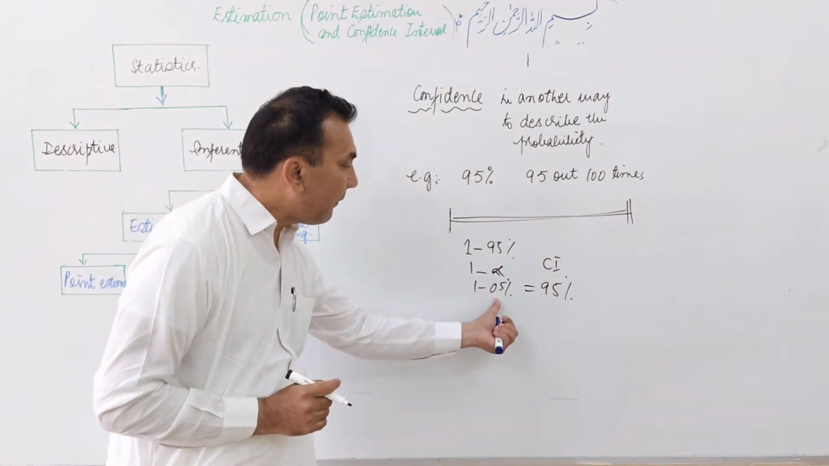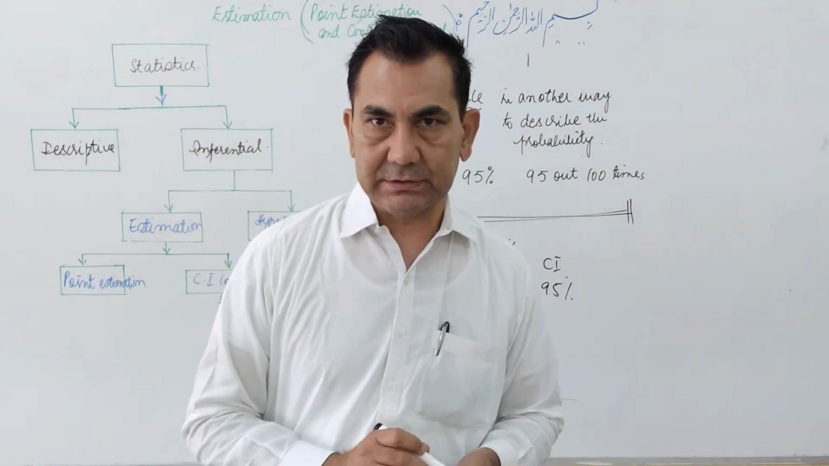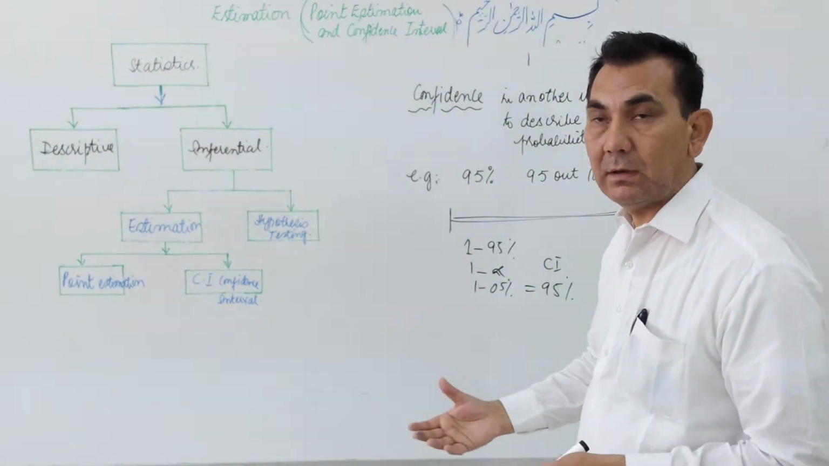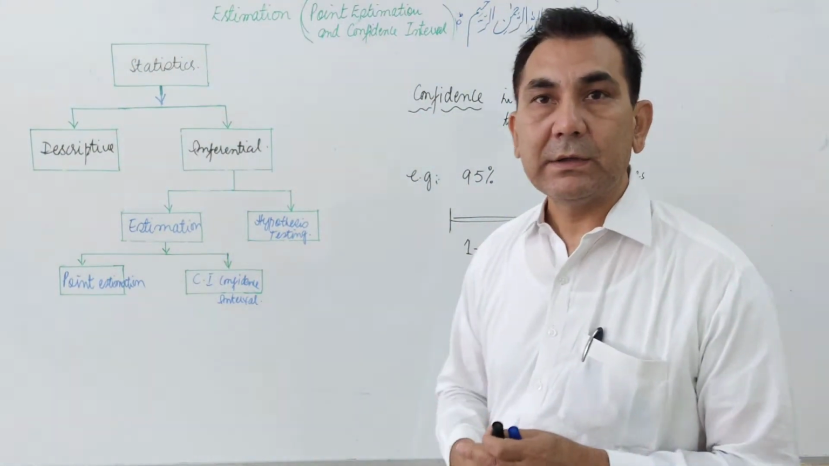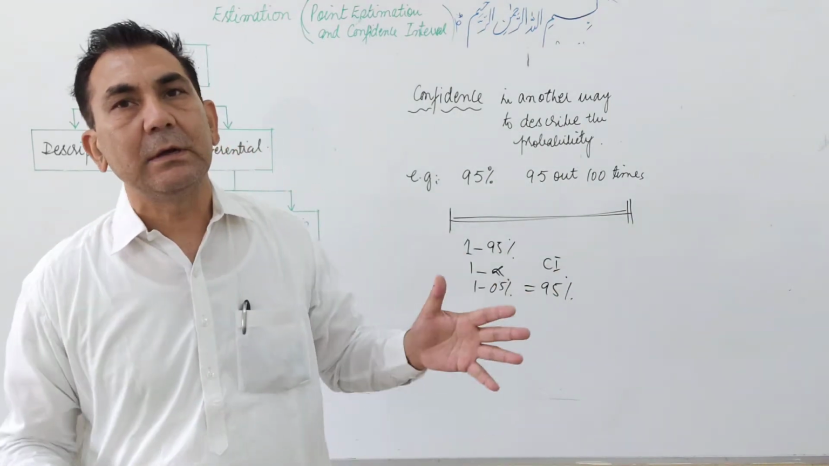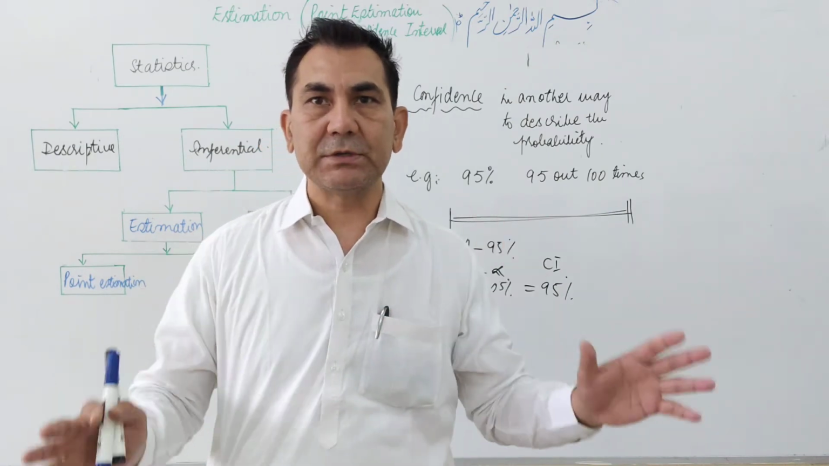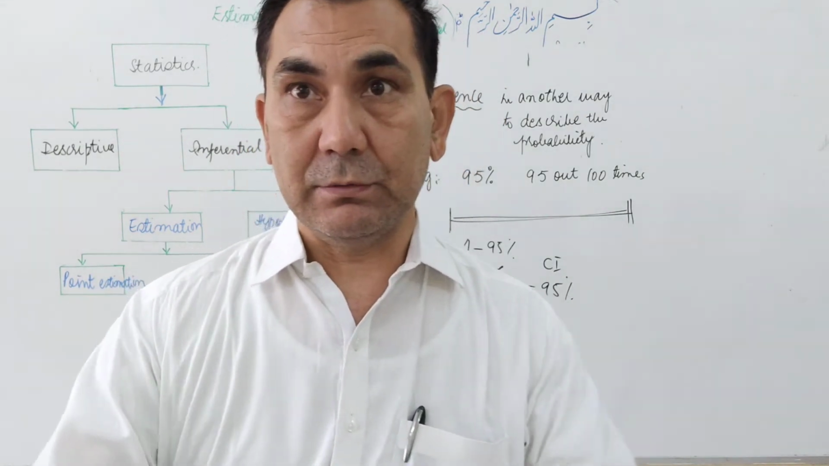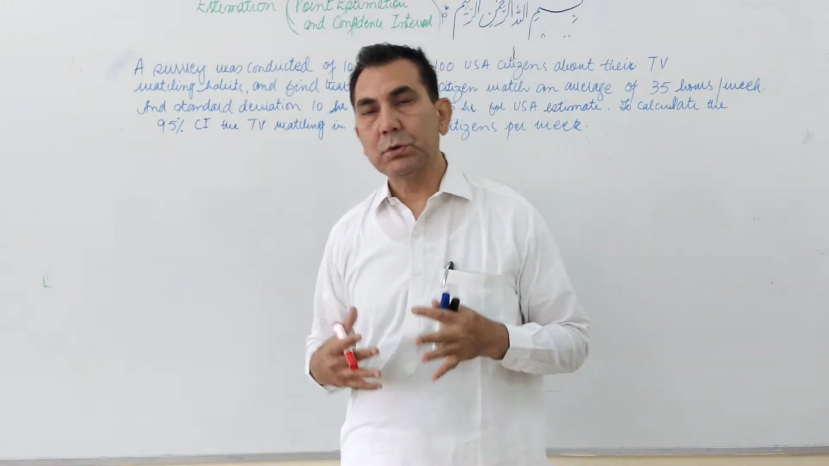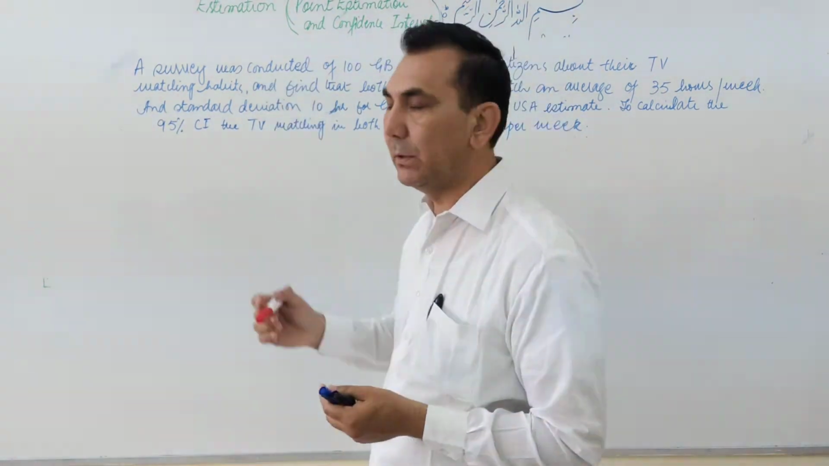So 5%, 1% and 10% are the levels of significance, and the confidence levels are 95%, 99% and 90%. But you will never be 100% confident about your estimation. Now we will solve for the confidence interval with an example.